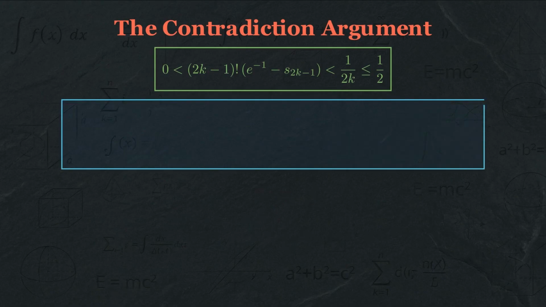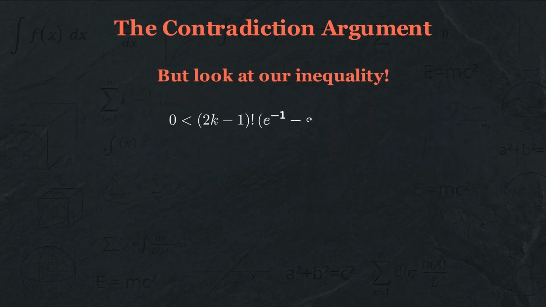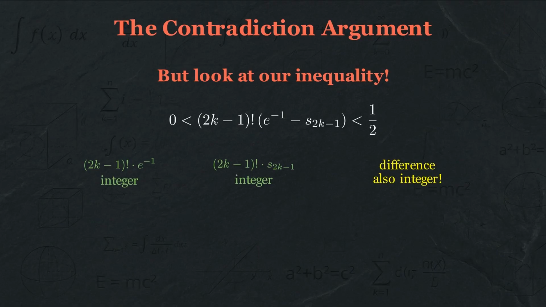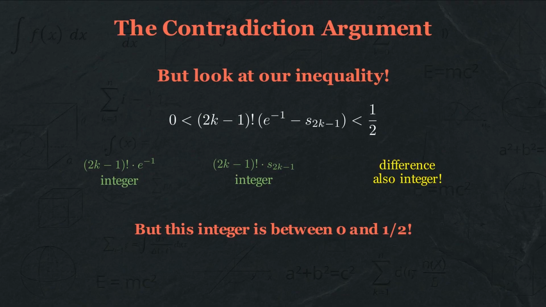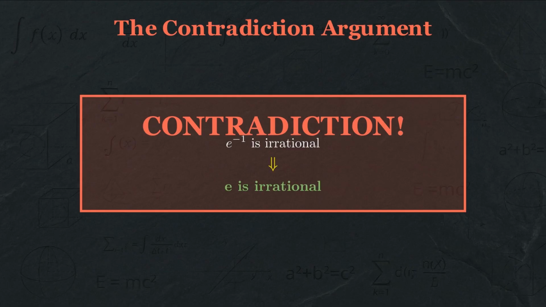Now suppose, for the sake of contradiction, that e to the negative 1 were rational. Then we could choose k large enough that 2k minus 1 factorial times e to the negative 1 would also be an integer. But look at our inequality. We have the difference of two integers. That's also an integer. And this integer is strictly between 0 and 1/2. But there's no integer between 0 and 1/2. Contradiction. Therefore, e to the negative 1 cannot be rational. And hence, e itself is irrational. This proof is quite different from the square root proof, and it shows the richness of mathematical techniques.